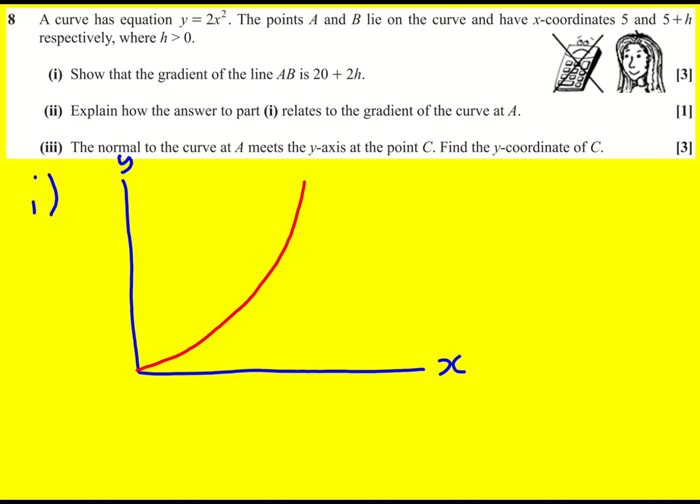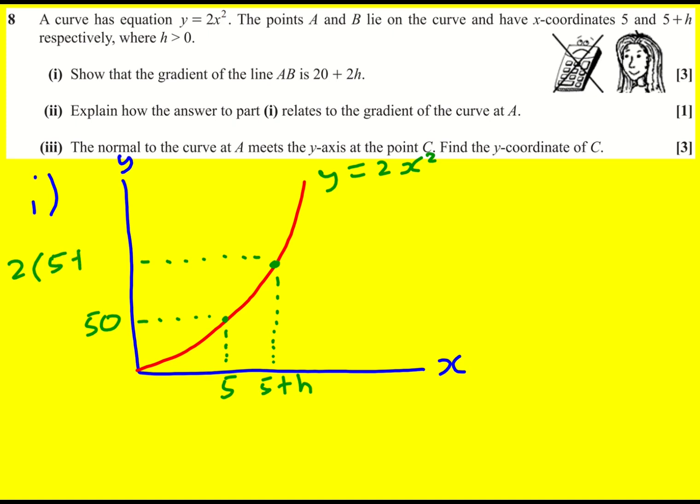And we're given a coordinate 5, because it's y equals 2x squared. We would square the 5 to give 25, times it by 2, and we get a y coordinate of 50. And then somewhere a little bit further along, we've got a coordinate 5 plus h, and that one's going to be 2 times 5 plus h squared, and I'm not going to expand that for the moment.